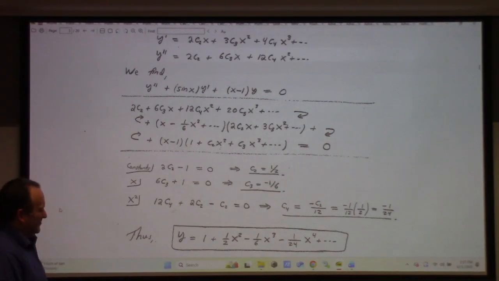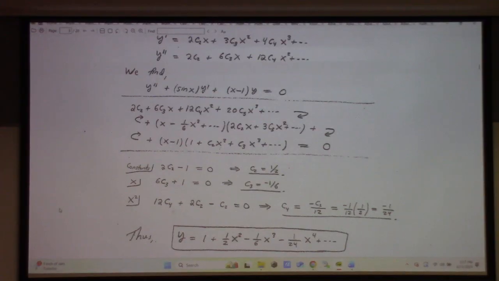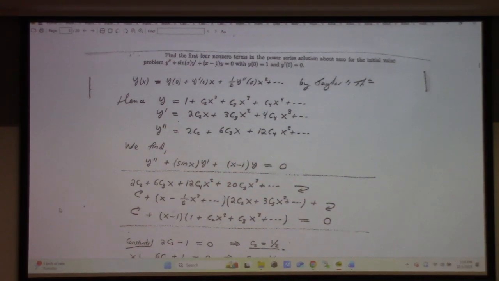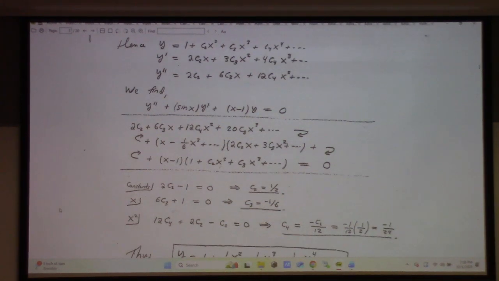And I think at that point, I'm actually already done, because I only said the 3rd order in your problem, right? Didn't I? First 4. I'm sorry. So one more step. I've got to look at the x squared term, and that reveals to me that my c4 is minus 1/24.